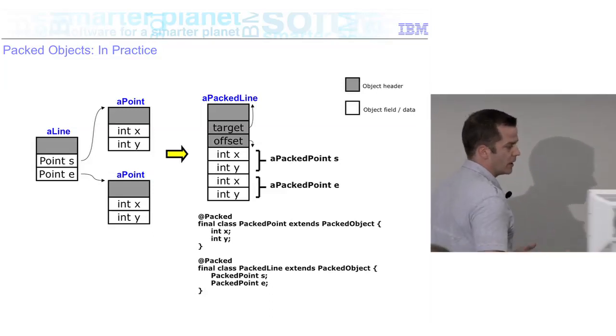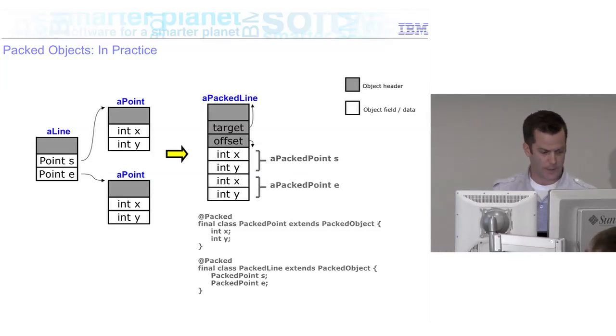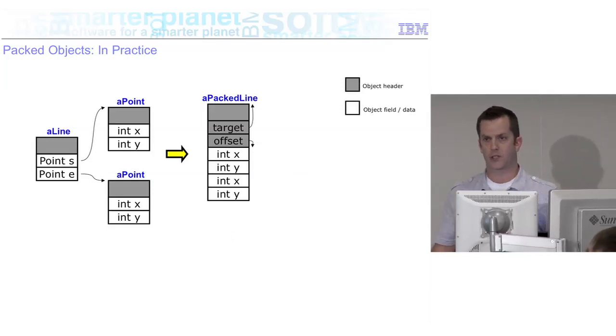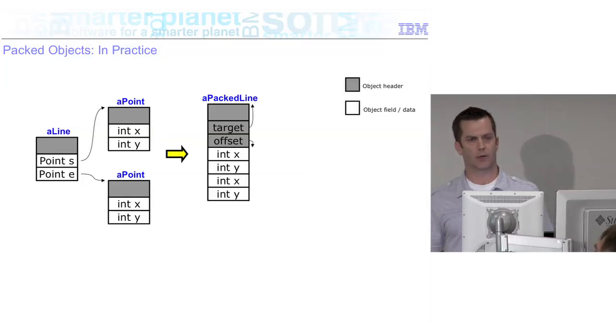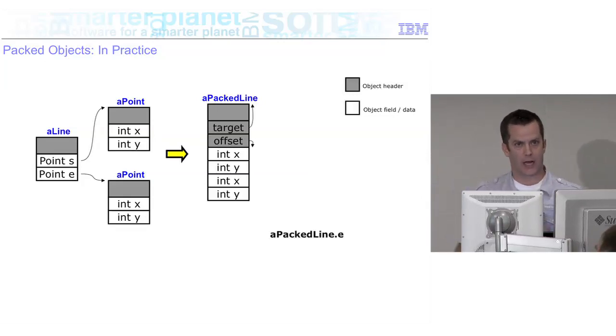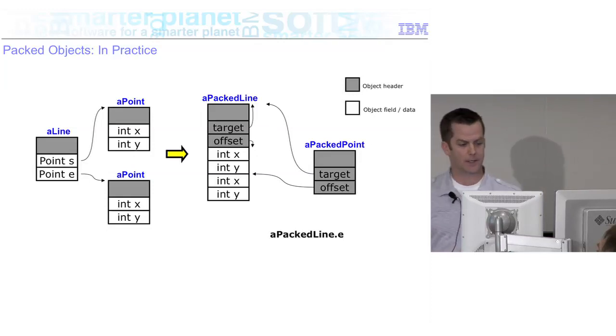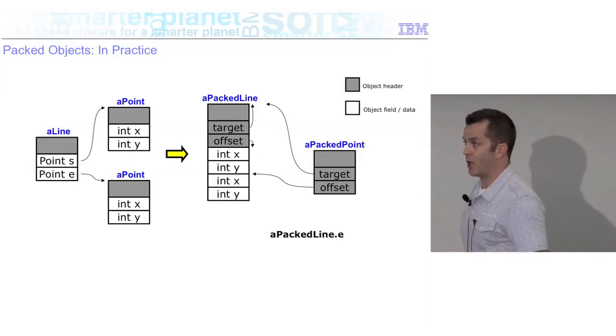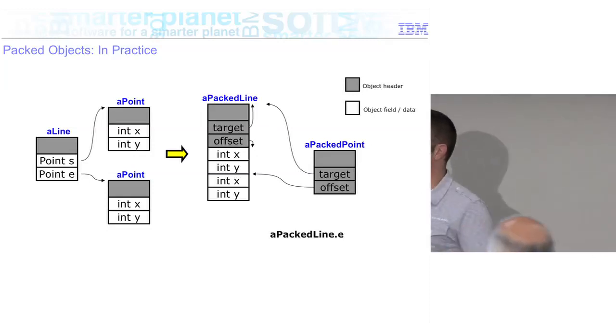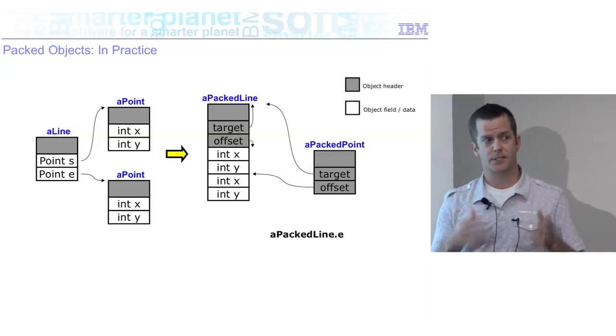But of course, there's kind of a problem here, which is how do I actually access the points? What if I say a packed line .e, how do I get that point? Java programmer wants that object out. Well, here's where the secret sauce of the whole thing comes in: you actually create a derived object where you have a packed point. Now remember, this is under the covers. This is the JVM doing things.